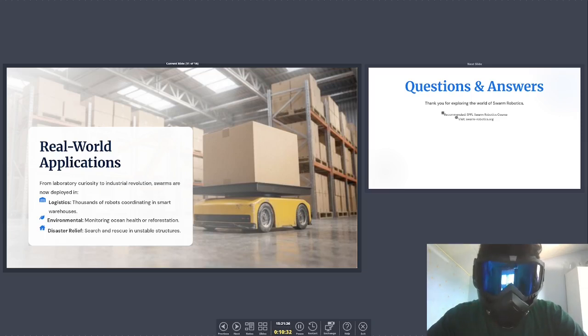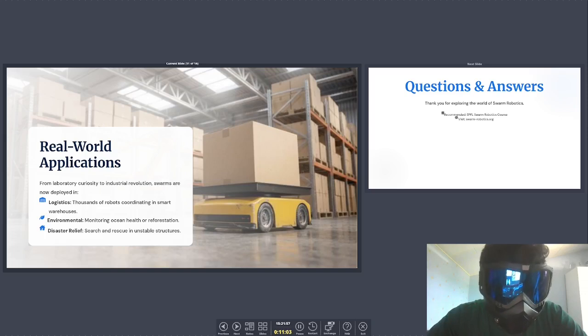What are the real applications for swarm robotics? Well, my friends, from laboratory curiosity to industrial revolution, swarms are now deployed in logistics. Thousands of robots coordinate in smart warehouses. They all work together to manage the goods in the warehouse. If you look at Amazon, for example, that's one of the main examples. They use robots to manage the inventories.